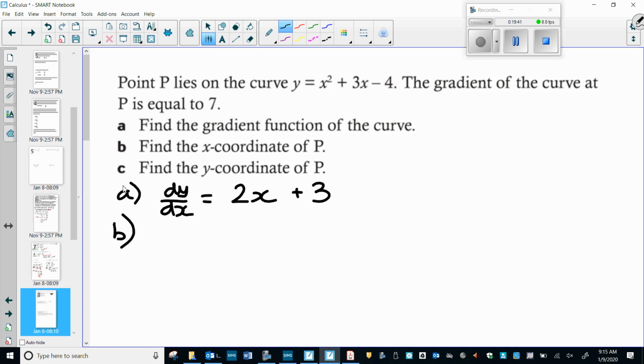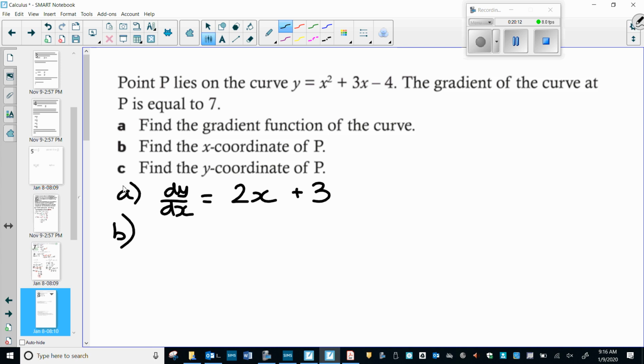Now, the other information they gave us was that the gradient of the curve at the point P is equal to 7. So what does that mean? What does it tell us about the gradient? This expression here tells us about the gradient. They've told us what the gradient is or what it's equal to. So what do you think we might do?